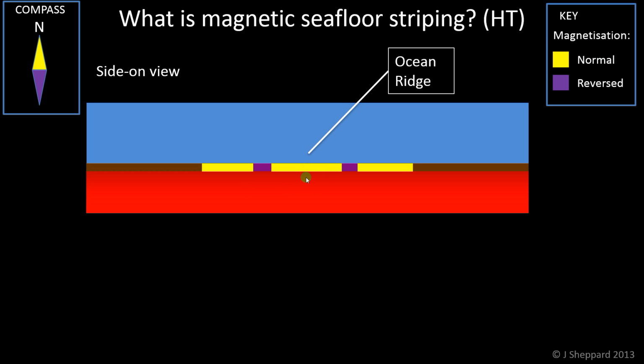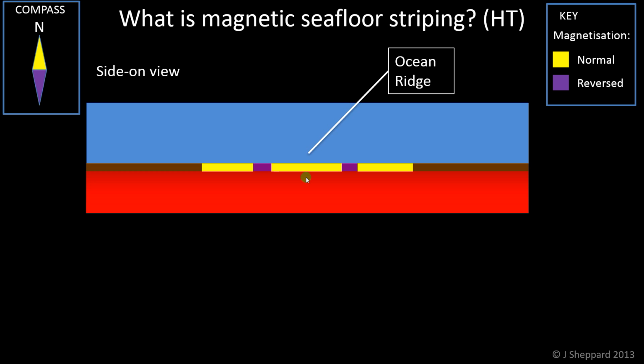Now, please be clear, they're not actually coloured yellow and purple. That is only indicating the direction of the magnetic field. There is no visual difference between these rocks at all. The only way you can detect it is by putting a very sensitive compass on top of the rock. On the yellow rock, it will point north. On the purple rock, it will point south, as it's coded on there.